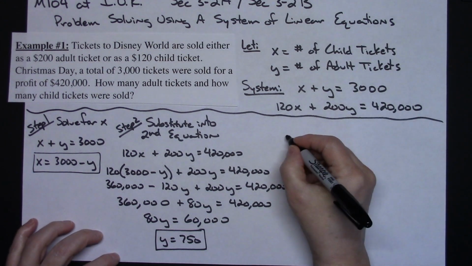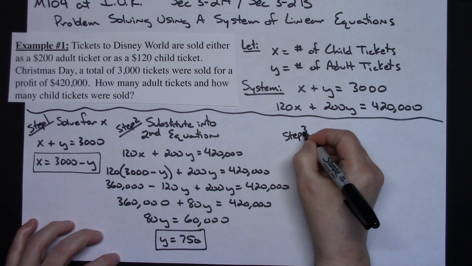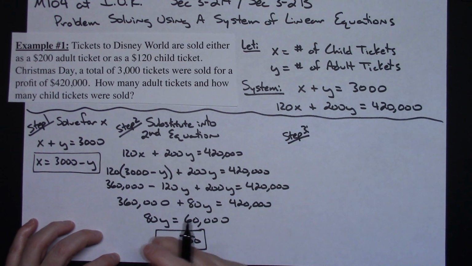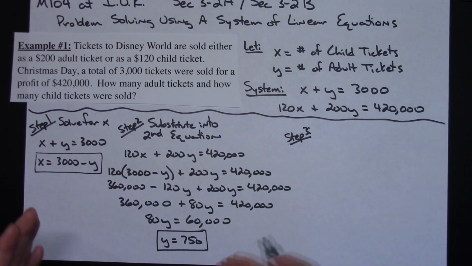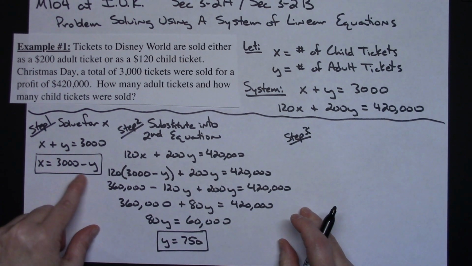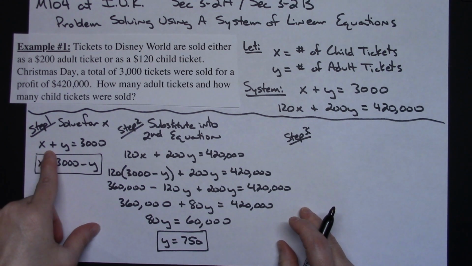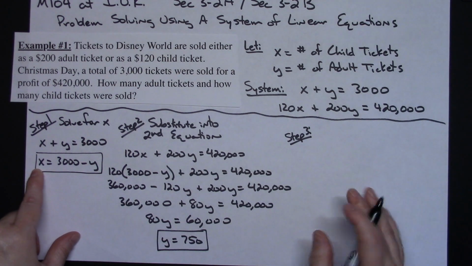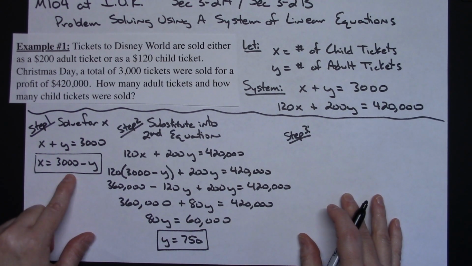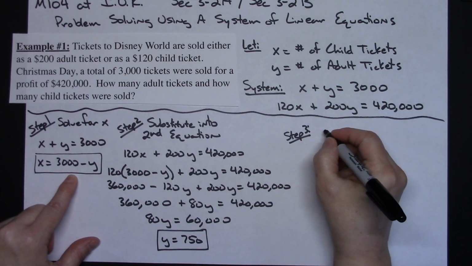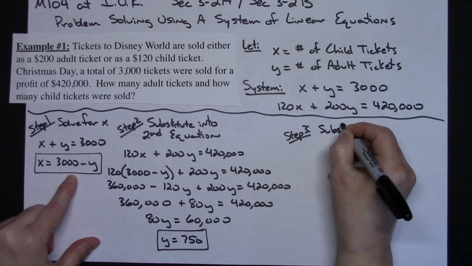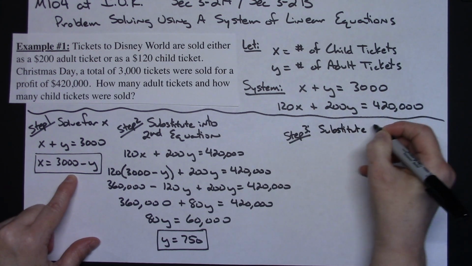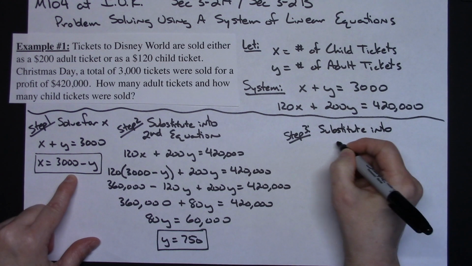Alright, now step 3. I need to substitute y back into, generally I substitute it back into the first equation over here. I started with that x plus y equals 3,000. I've solved for x already, and I need to find x. So I'm going to substitute back into the first equation.